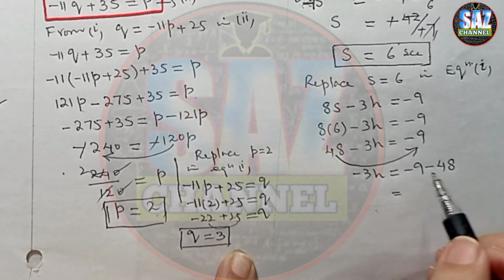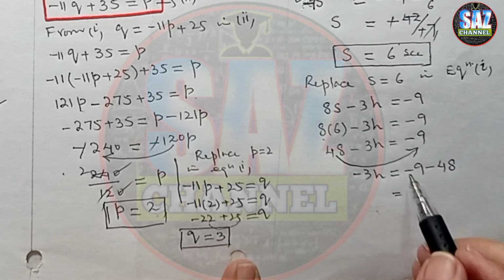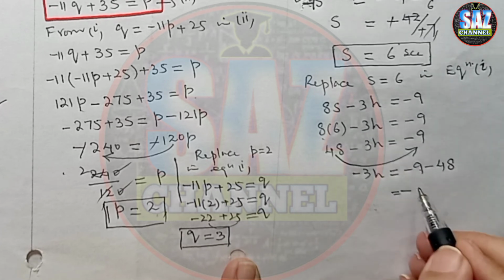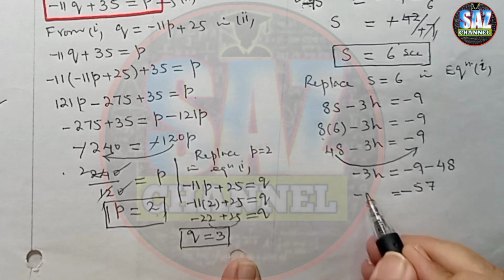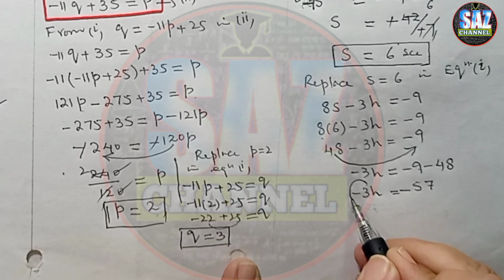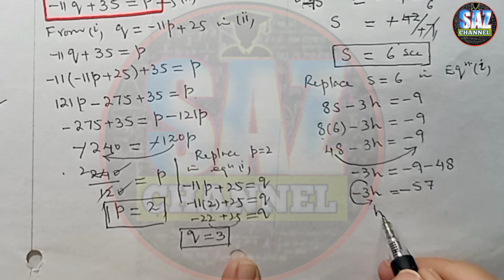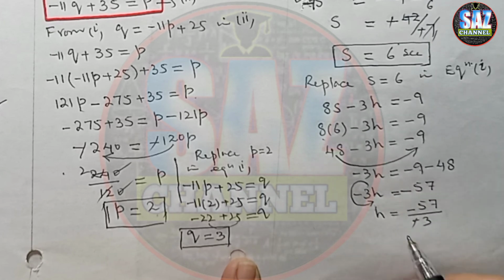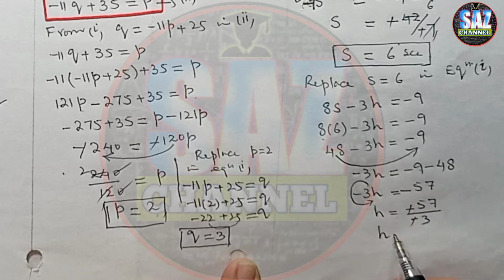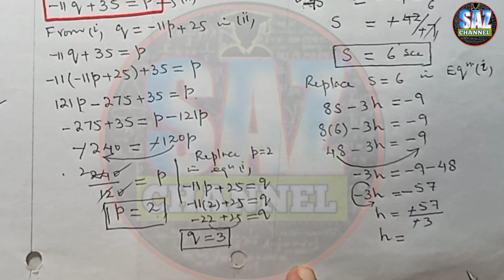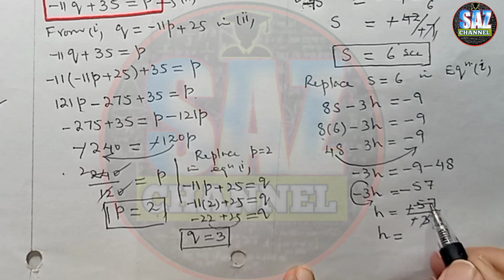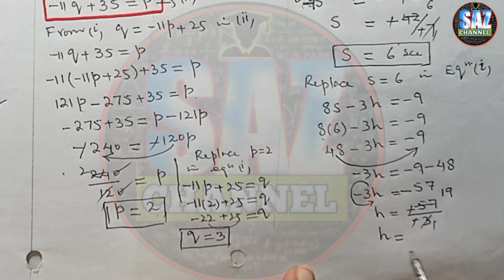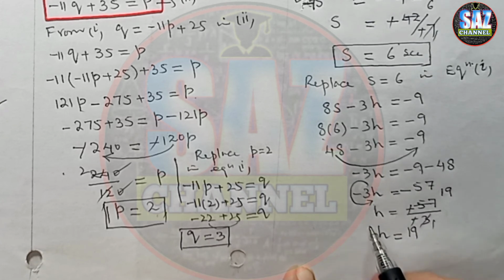Now add 48 and 9 because both have the same sign. 48 plus 2 is 50 and 7 is 57. Minus 57 equals minus 3h. Now shift minus 3 to the other side. h equals minus 57 by minus 3. Minus goes with minus, and read the table of 3 which is suitable for 57. 3 ones are 3, and I'm left with 27, and 3 nines are 27. h equals 19 meters.